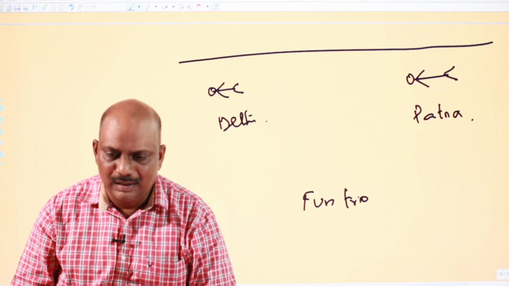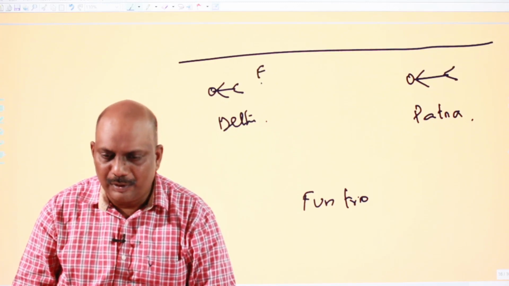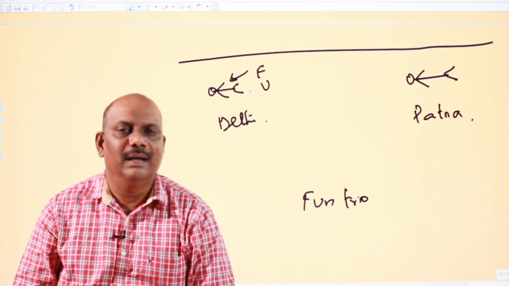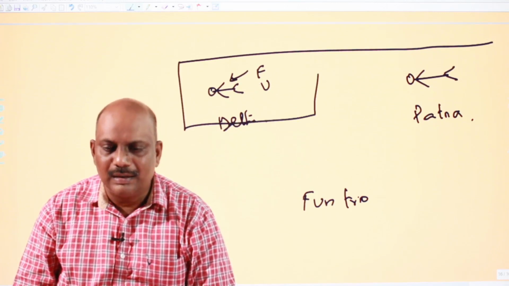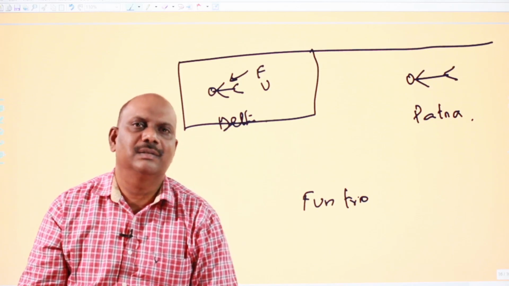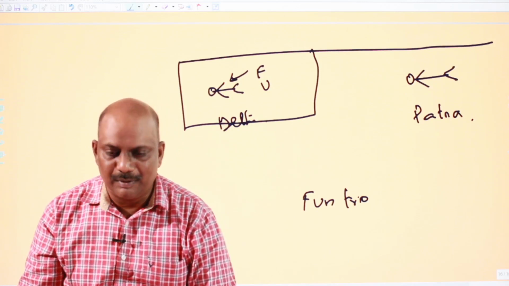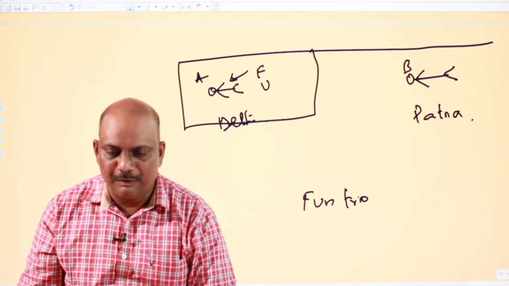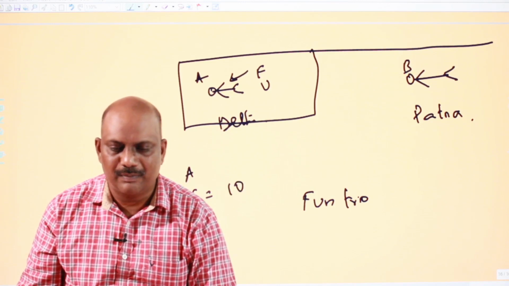Because the fluorine and uranium accumulated into the body depends upon the availability of fluorine and uranium in that region. For example, let this be A, let this be B. For A, fluorine content may be 10 units. Uranium content may be 12 units.